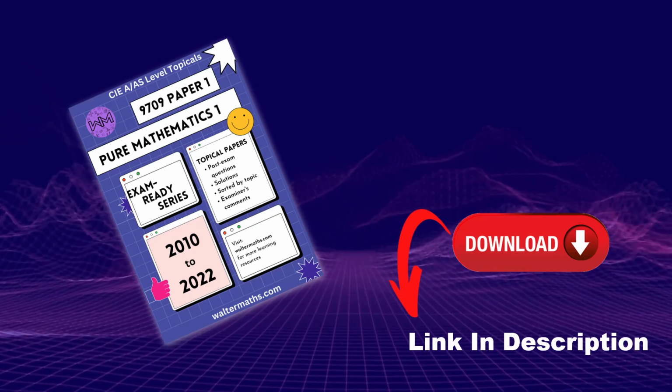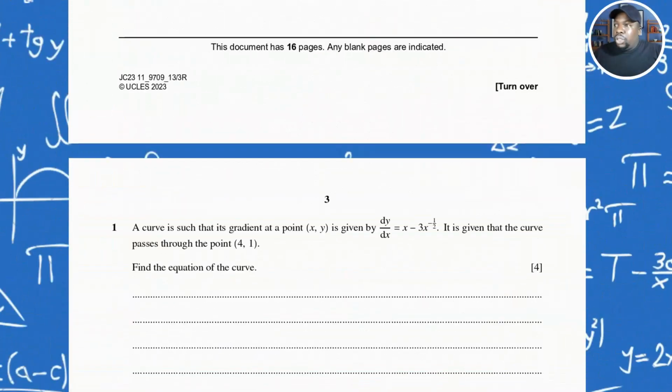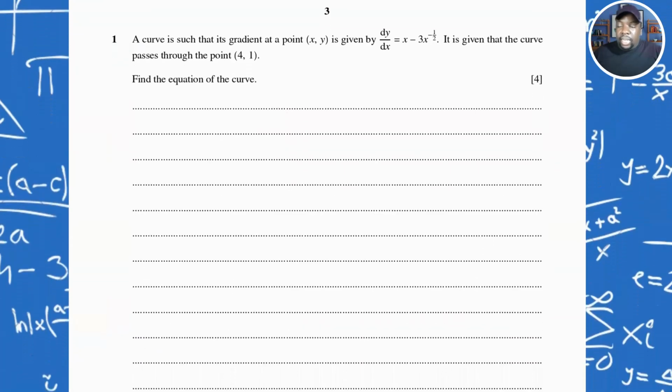So now let's get into the paper. Alright, so we're going on to question number 1. It says, a curve is such that its gradient at a point xy is given by dy by dx is equal to x minus 3x to the minus a half. It is given that the curve passes through the point 4, 1. Find the equation of the curve.